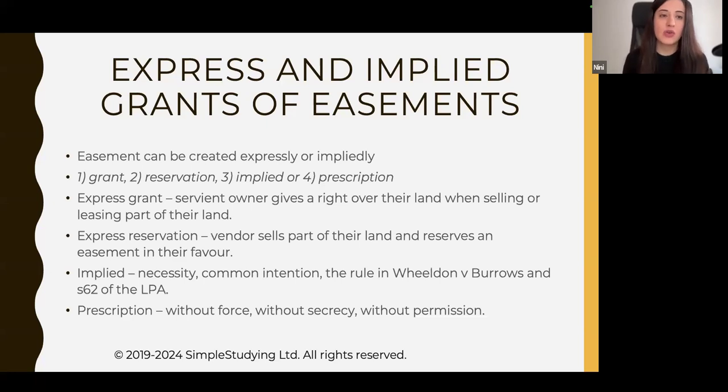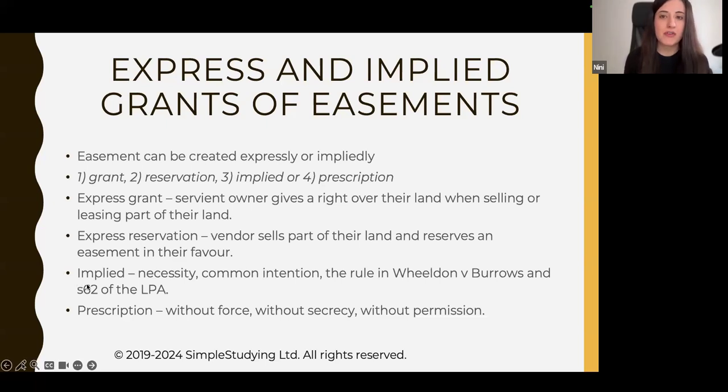Like imagine you have a land and you have a storage place in the land and you sell that land. And then you say, I sold it to you, but I still want to access the storage place. I still want to have the storage place. It's not fair. So that's why express reservation can be done, but usually it's hard to prove it.